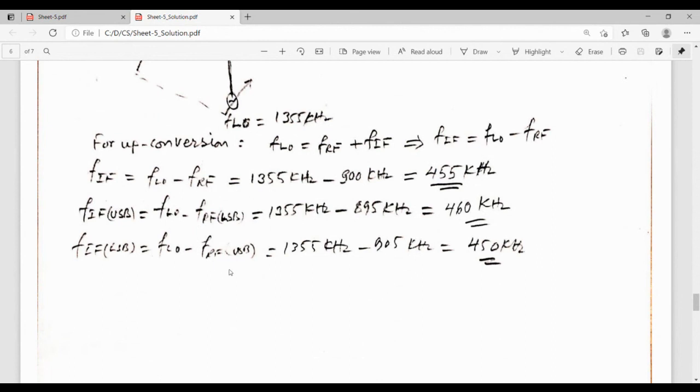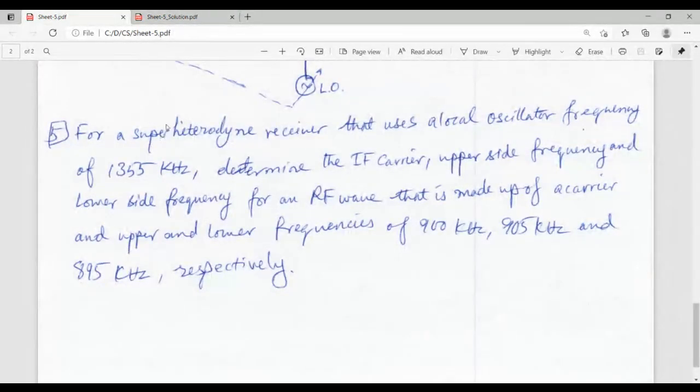And for the other side, FLO minus RF USB. USB is given as 905. So substitute here 1355 kilohertz minus 905, that is 450 kilohertz. This is the intermediate frequency for the upper side, and 460 is the intermediate frequency for the lower side. This is the standard IF, 455, which is the center frequency. This is about question number 5.